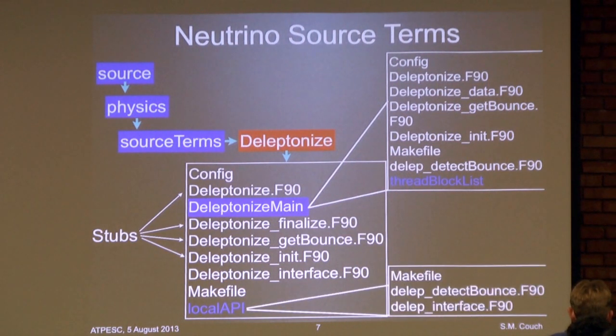And I mentioned that we have a local API here. This is a stub implementation of delep detect bounce. This would only really be important if there were alternate implementations of deleptonize that might not actually do this delep detect bounce business. But this is what that would look like within the local API directory.